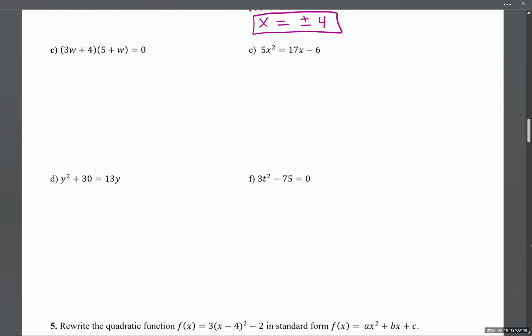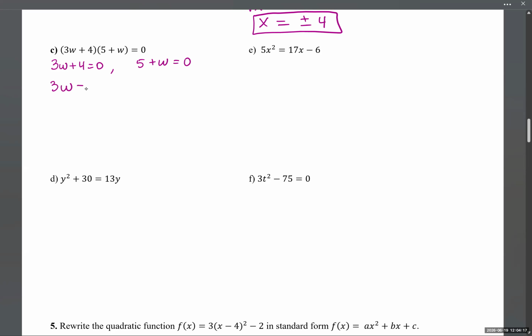Part C, so this one is the easiest problem in this whole set of problems because it's already factored and it is completely set up to be using the zero factor property. So we have two parentheses that are multiplied together that the product equals 0. So either 3w plus 4 equals 0 or 5 plus w equals 0.